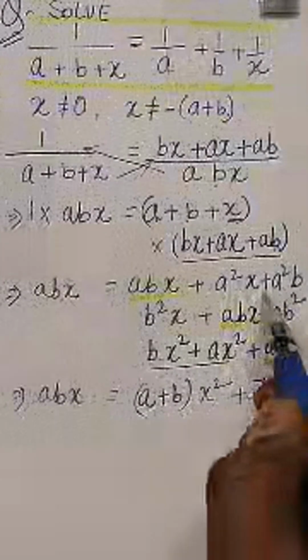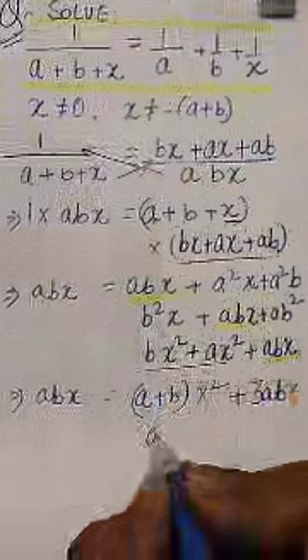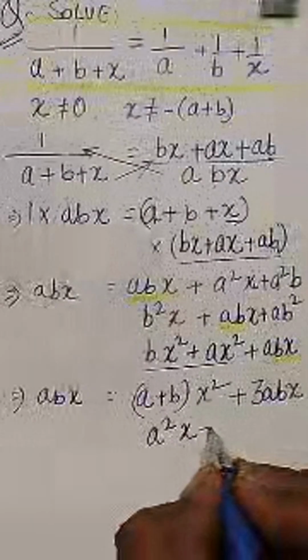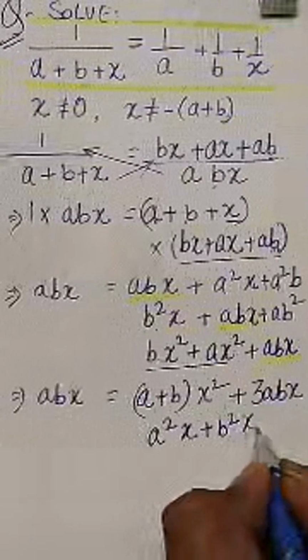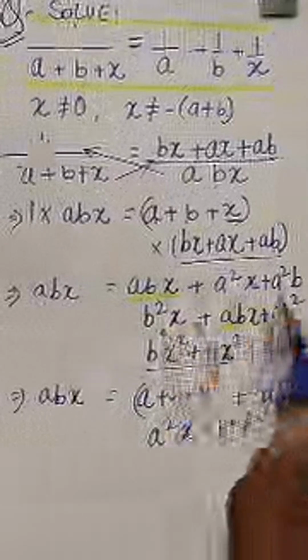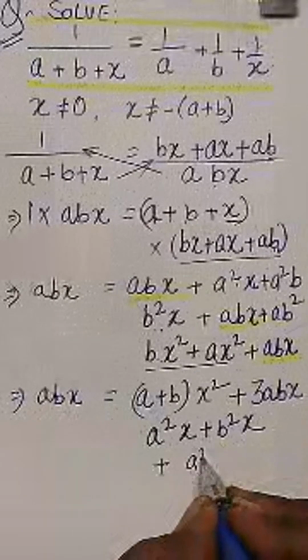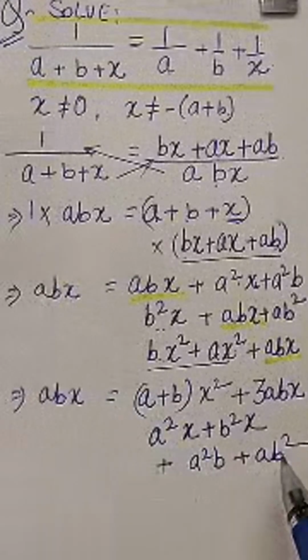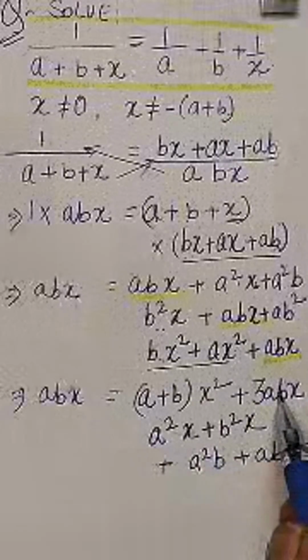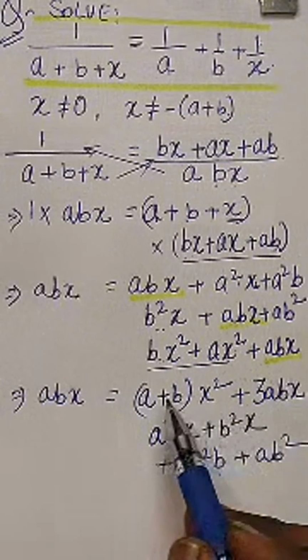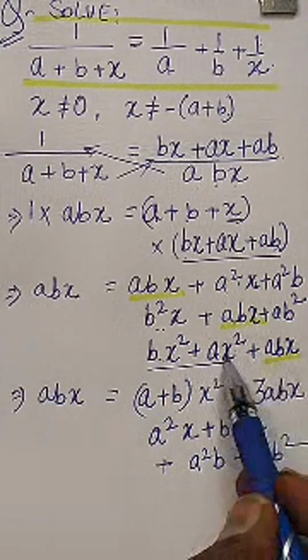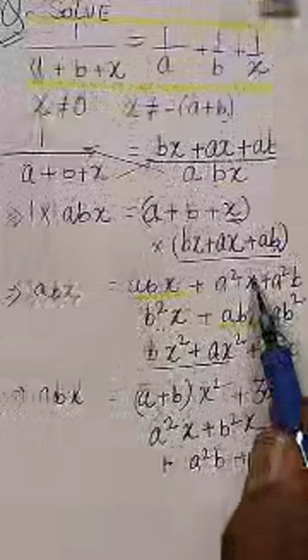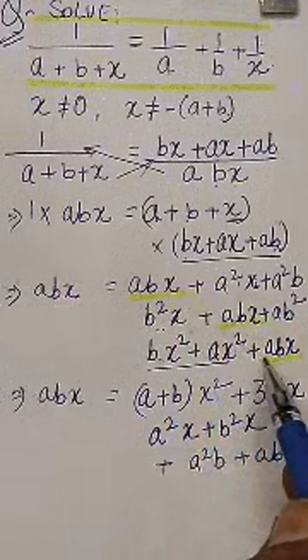After that, the other terms with x: a square x and b square x. So it will be a square x plus b square x. And here a square b plus ab square. Now count the number of terms: 1, 2, 3, 4, 5, 6, and abx together makes 7.